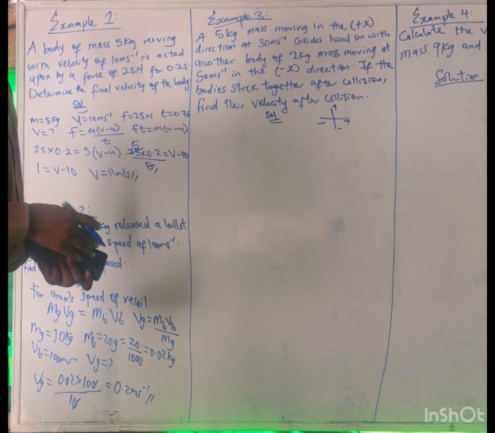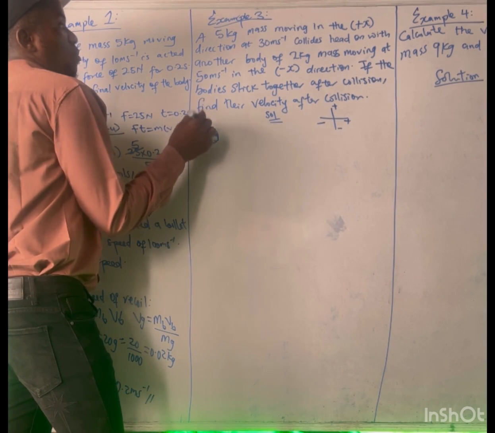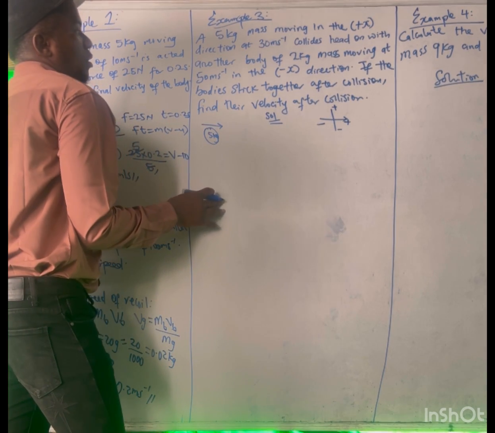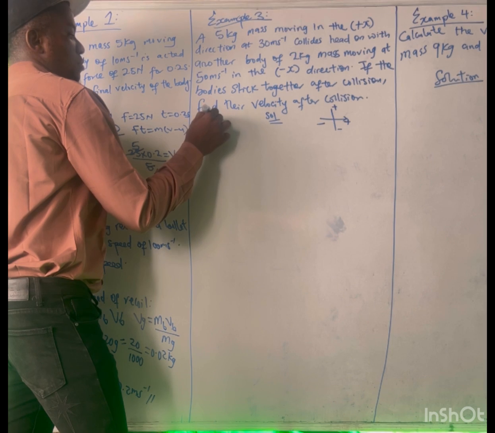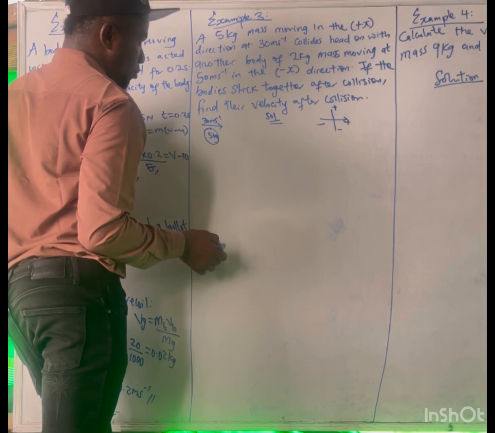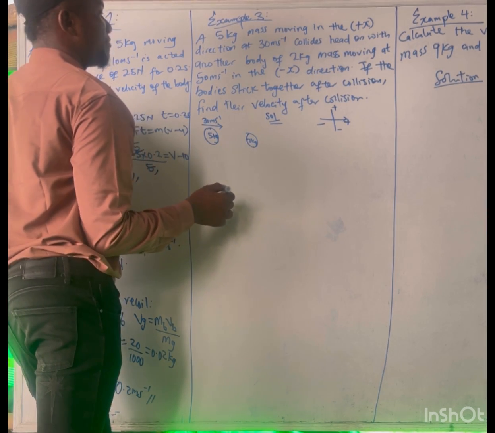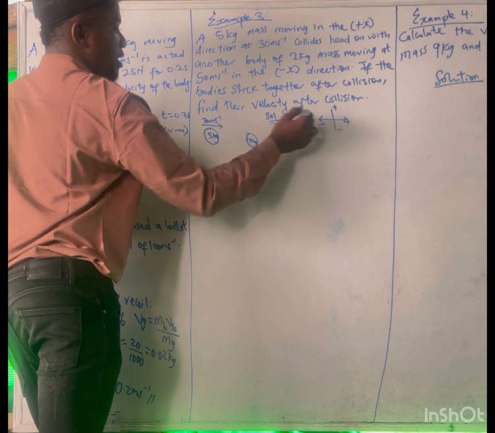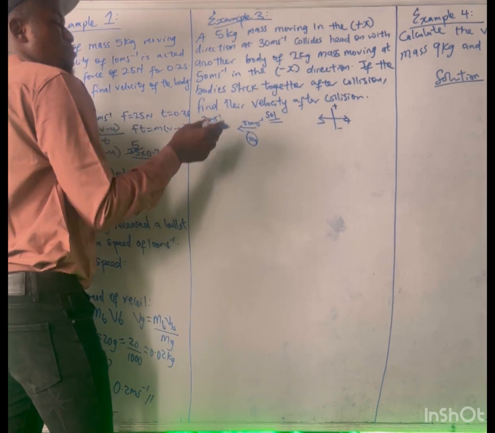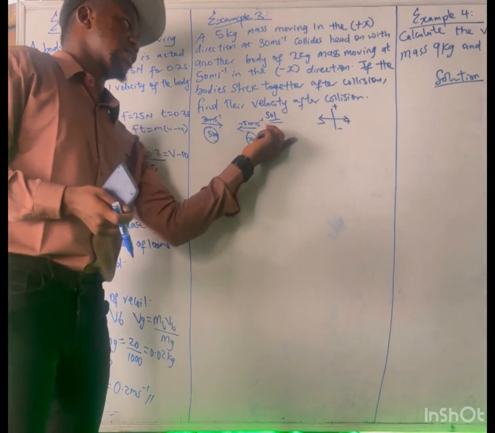How to understand that? They say a 5 kg mass, this is the mass, 5 kg, moves in the plus x direction. That simply means it moves like this, at 30 meters per second. It collides head on with another object of 2 kg mass, moving at 50 meters per second in the minus x direction. That one is moving like this. So it is moving in the minus x direction, which means the velocity is negative.